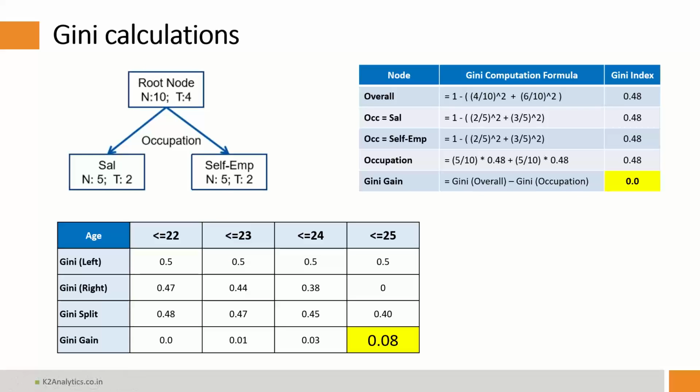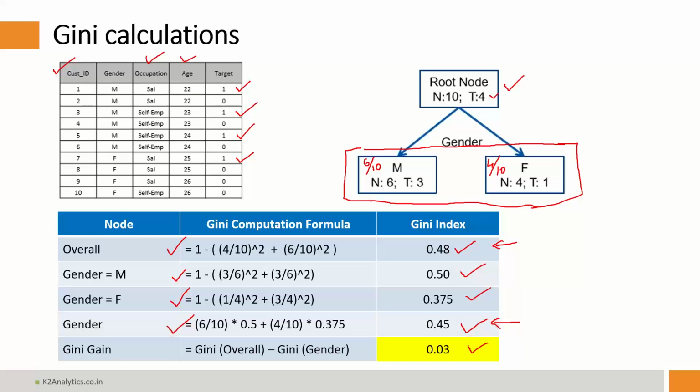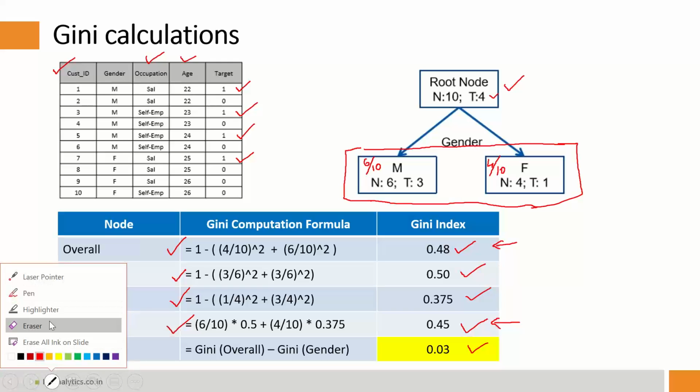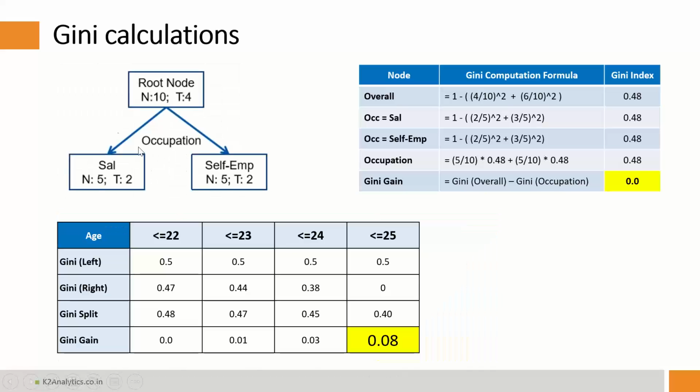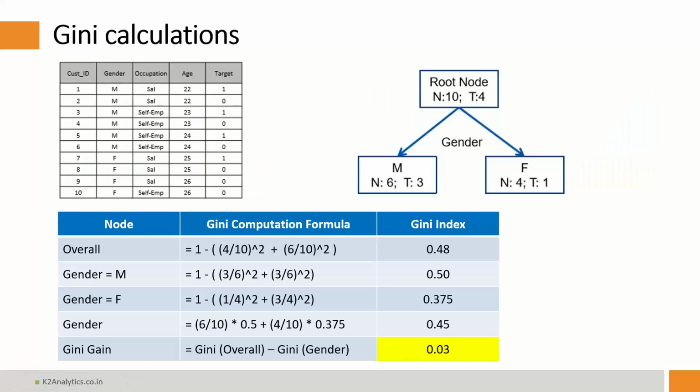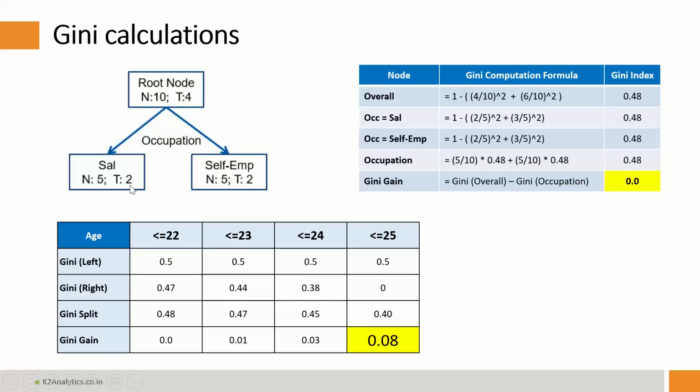Let us now see the calculation for occupation. In occupation, we have got two categories: salaried and self-employed. There are 5 observations of salaried and 5 observations of self-employed. So here I have noted down 5 for salaried and 5 for self-employed. Again, how many responders are there in salaried? If you see, there are 2 responders in salaried and 2 in self-employed. So I have noted down how many responders.